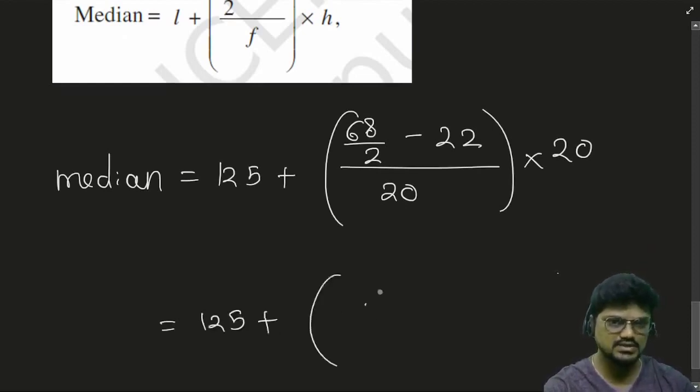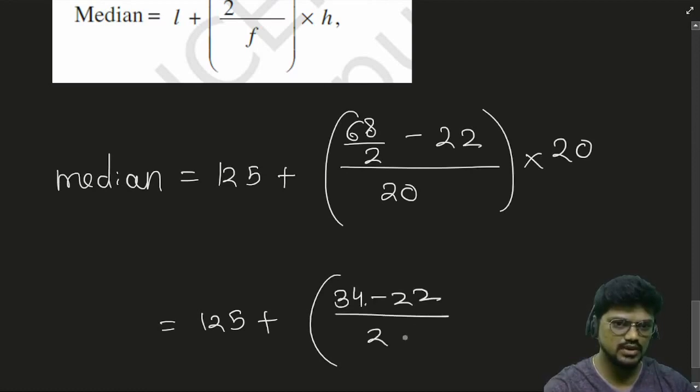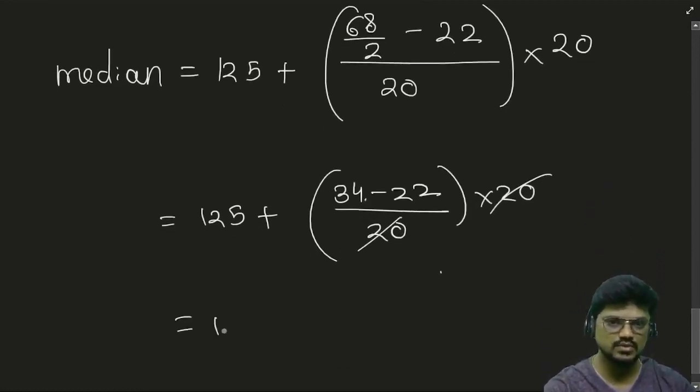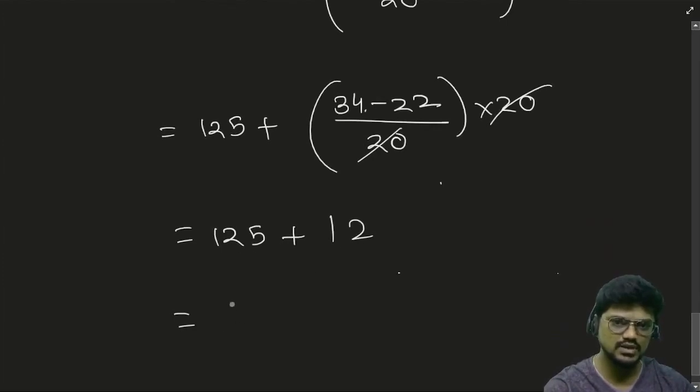Okay, 125 plus 68 by 2, that is 34, minus 22 upon 20, into 20. So this 20 and 20 will get cancelled. So this will be 125 plus 4 minus 2 is 2, 3 minus 2 is 1. So 125 plus 12, that is 137. So this is what your median reading is.